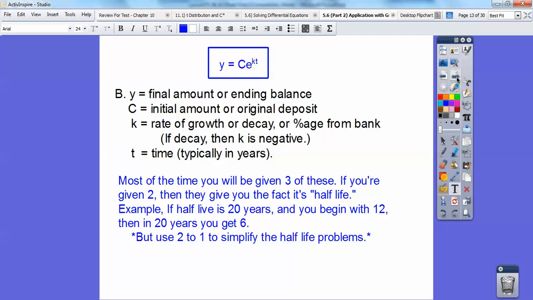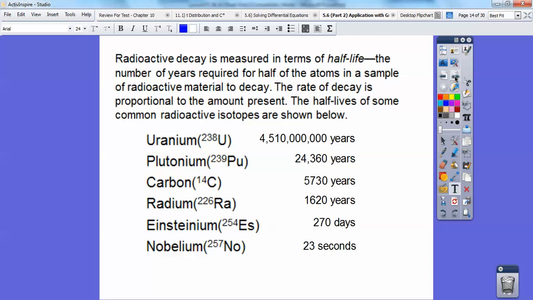But if you're only given two, then a lot of times you're going to use the fact that it's a half-life and then solve. So for example, if the half-life is 20 years, and say you begin with 12, then it's going to be half of 12, which is 6 after the 20 years right there. Okay, and notice 12 and 6 have a ratio of 12 to 6, it reduces to 2 to 1. So it's a lot easier to use the ratio 2 to 1 when you have half-lives right there. All right, so here's radioactive decay in terms of half-life.